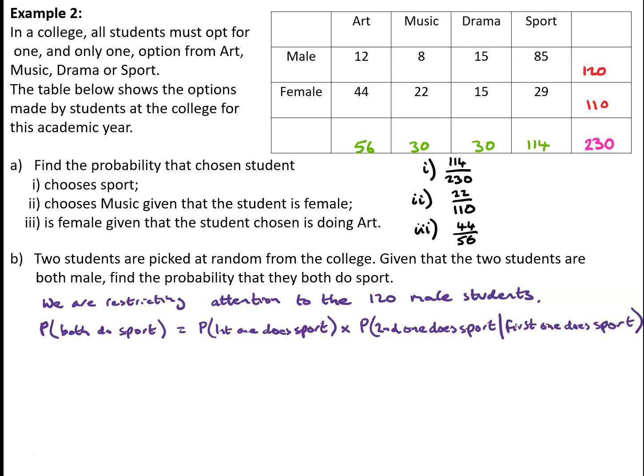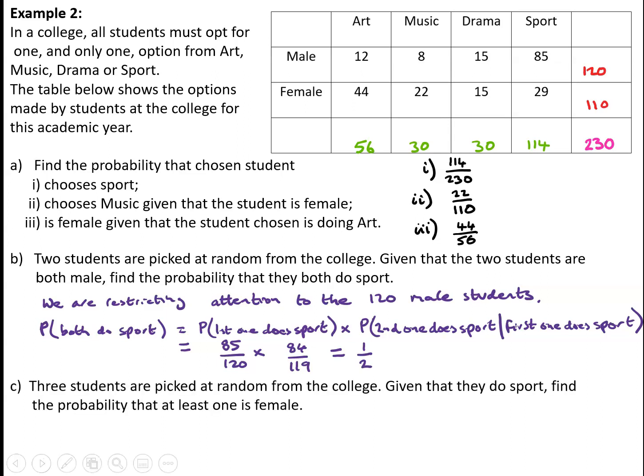The probability the first one does sport, well, we've got 85 male students doing sport. We know that we're only choosing from the male students, so the probability the first one does sport is 85 out of 120. The probability the second one does sport, given that the first one does sport, and given that we're only choosing from the males, is going to be 84 out of 119. So the probability that both do sport is 85 over 120 times 84 over 119, which actually ends up giving me a half exactly.